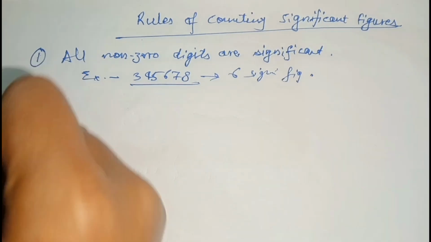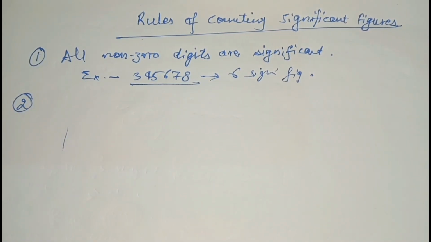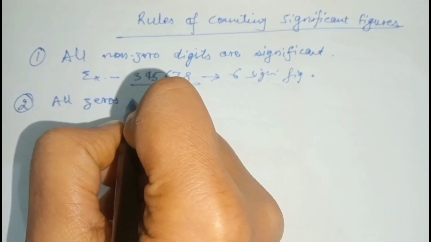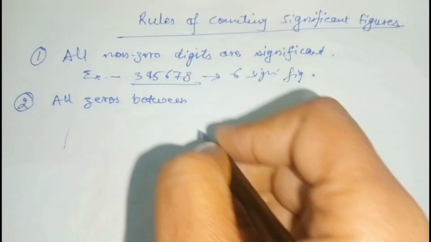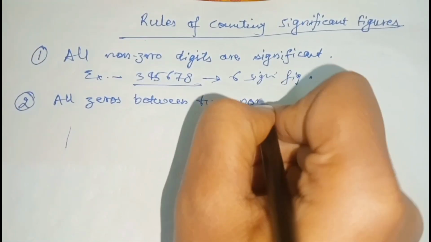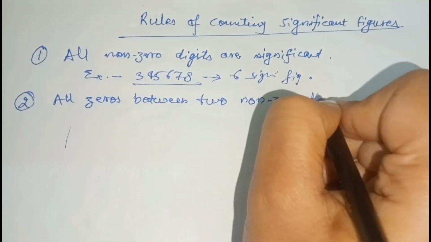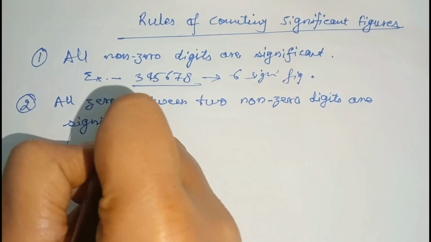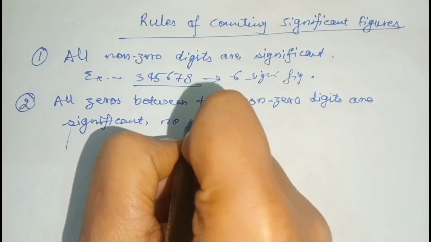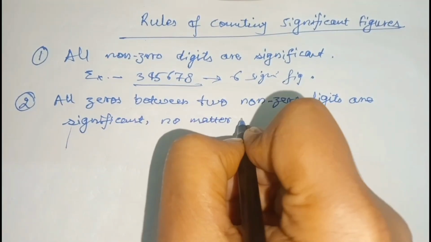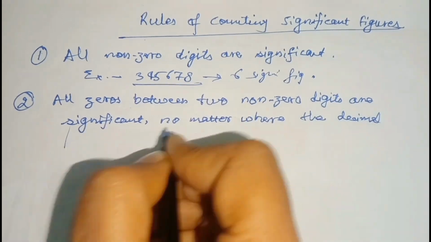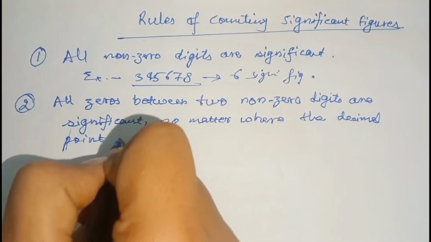Now rule number 2. Rule number 2 says that all zeros between two non-zero digits are significant, no matter where the decimal point is.